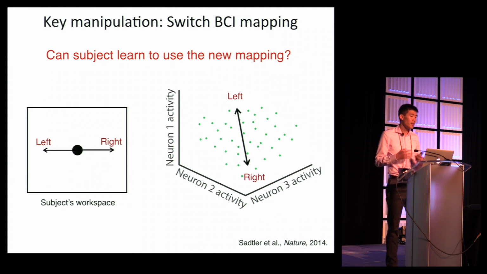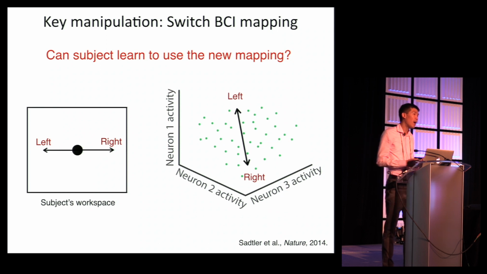So this is going to be our central question. When we switch the BCI mapping, can the subject learn to control the cursor using this new mapping? This led us to wonder whether there was some principle underlying what types of mapping changes would be easier to learn or harder to learn.